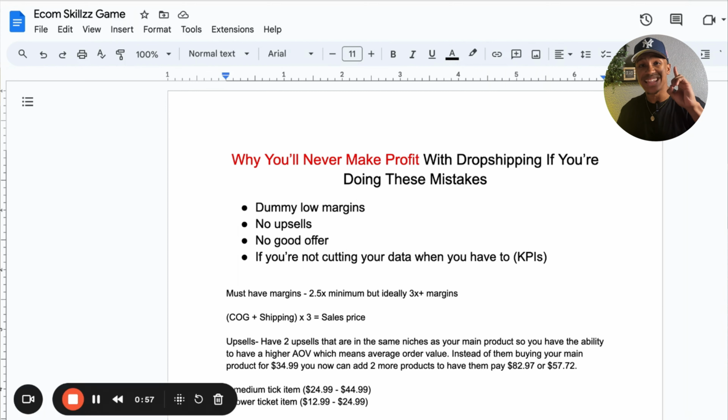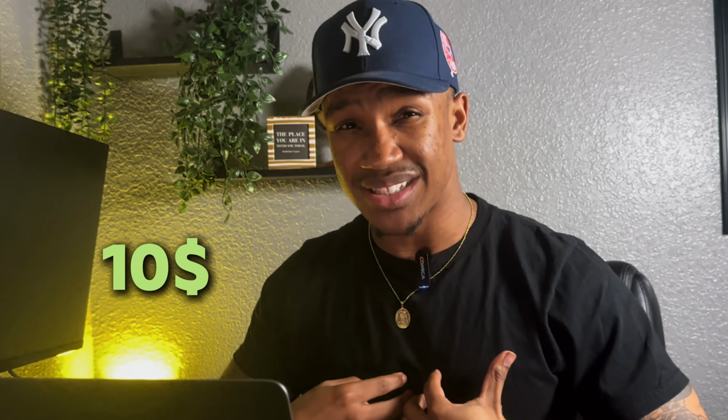But the first mistake a lot of people make whenever they're starting their store and not seeing profits is that they have dummy low margins. So what is a margin? If I'm getting a product for $10 from my supplier, I want to sell the product for at least a 3x margin, meaning that I want to sell that product that I'm getting for $10 for $30, so I'm able to have a good profit margin in between.